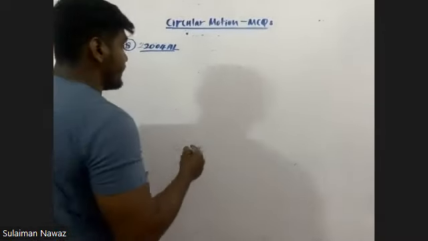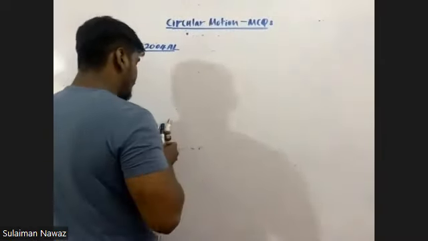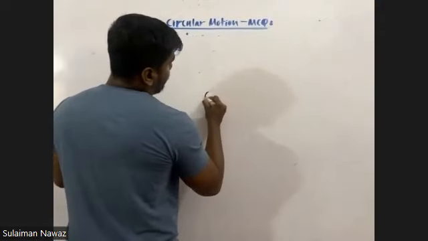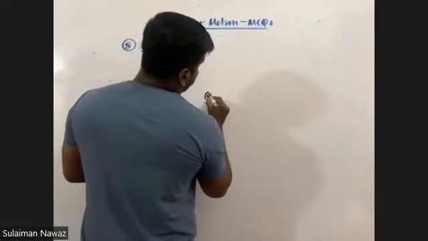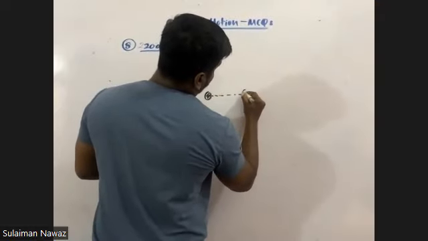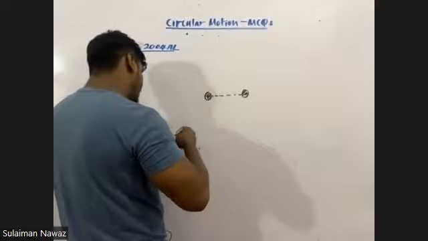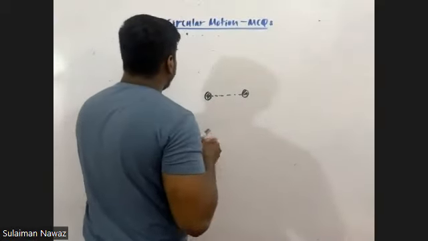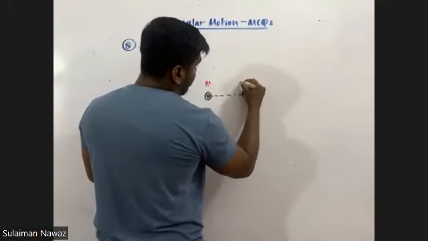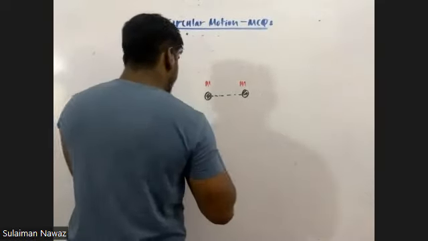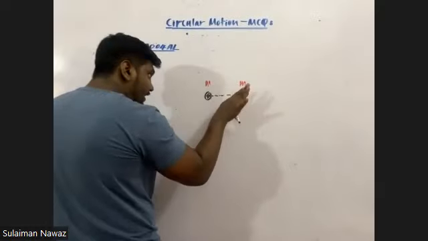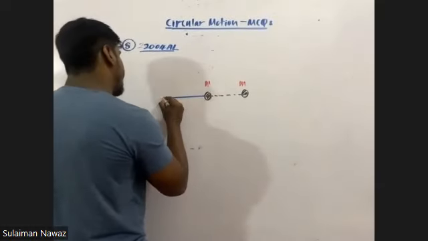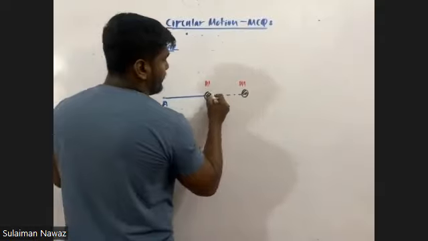Now there are two masses. Let's say the mass of each object is simple M. Both of them have the same mass, M and M. Now these two masses are connected by two strings, AB and BC. This is string AB. This is string BC.